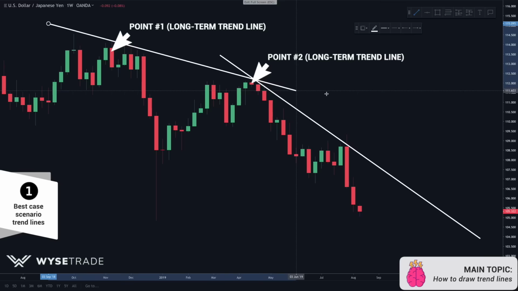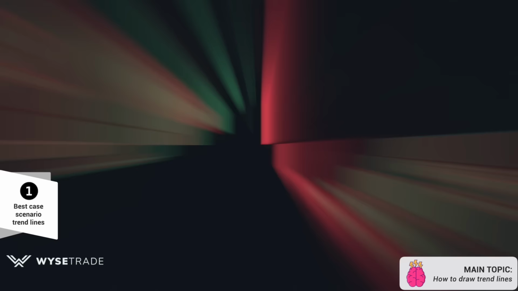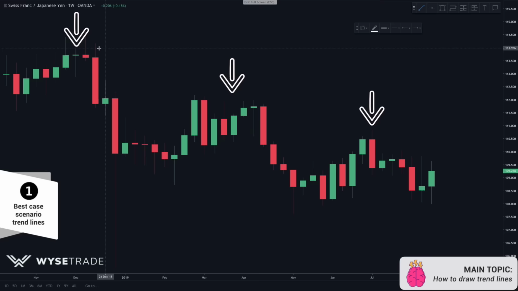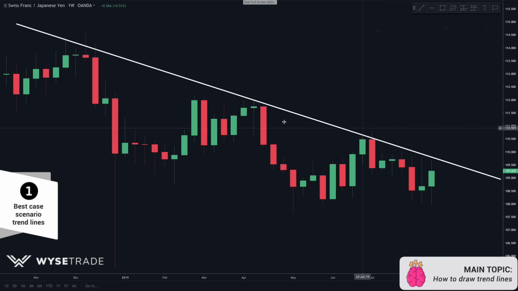So next, here's your moving downtrend. And again, we connect the swing highs along the top, and the swing lows along the bottom.